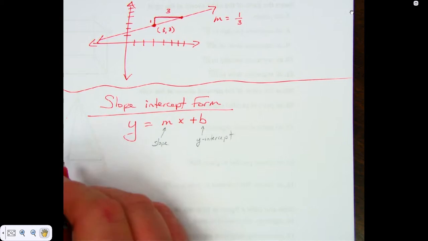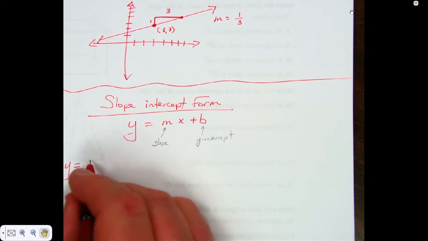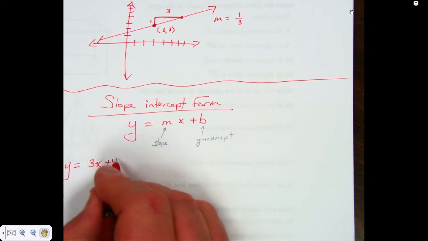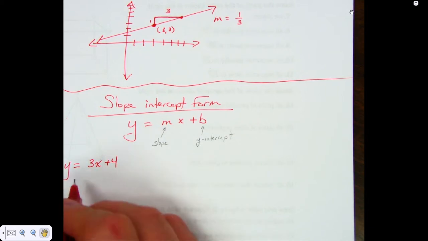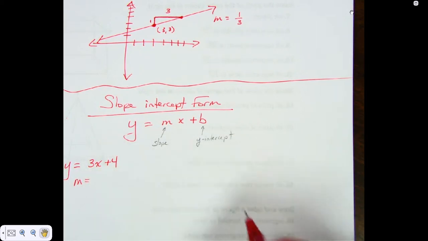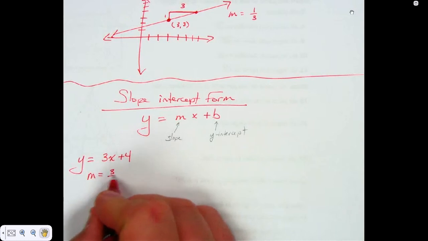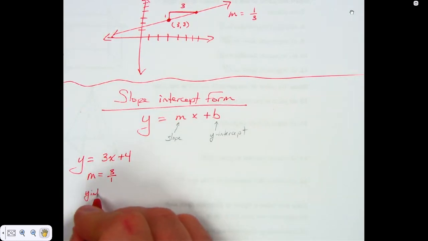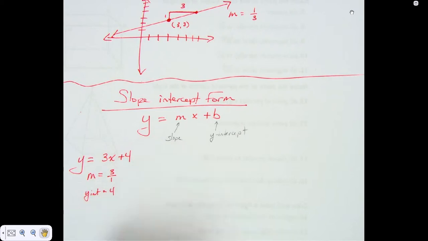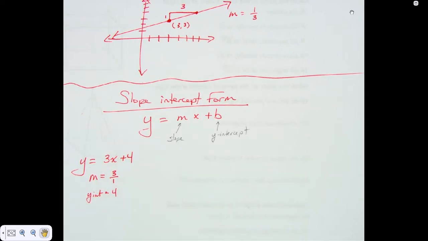An example of something in slope-intercept form: y is equal to 3x plus 4. What is my slope here? 3. How should you probably write it though? 3 over 1. Y-intercept is what? 4. It's where it intersects the y-axis.